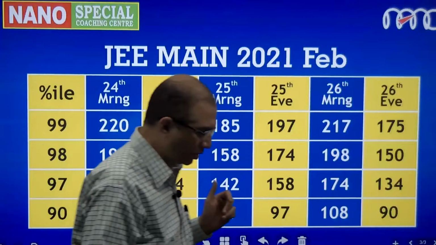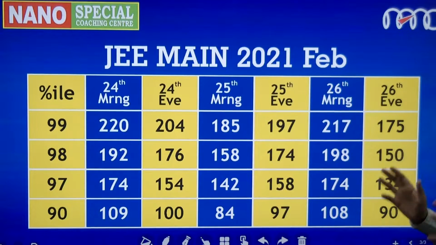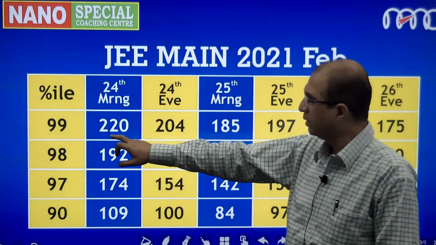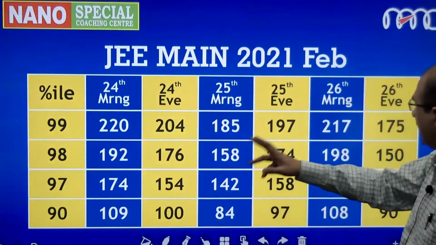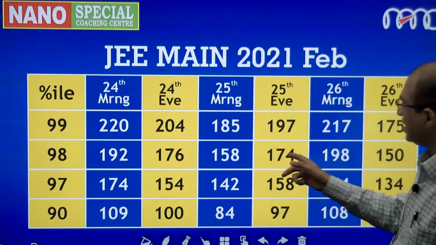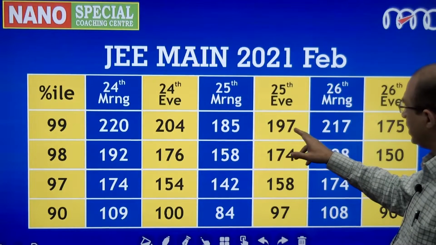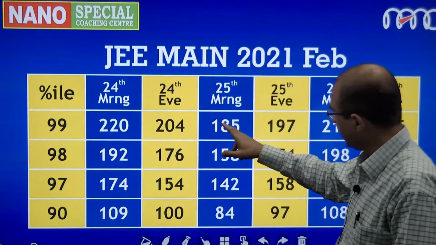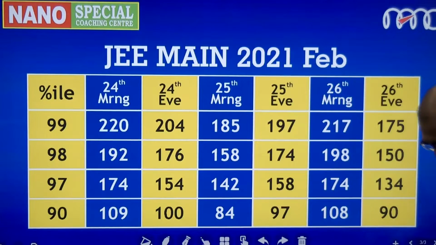So what do we see from here? We can see that the 26th evening paper, that was the last slot, was the toughest of all, and 24th morning was the easiest of all, 220. The next easiest was 26th morning, 217. The next was 204, 24th evening. The one after that was 25th evening, and slightly tougher was 25th morning, and the toughest of all was 26th evening.